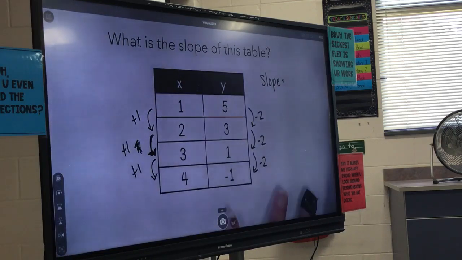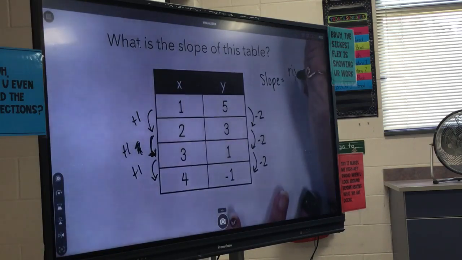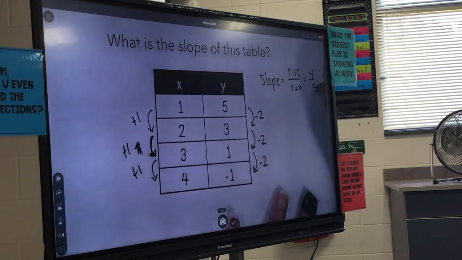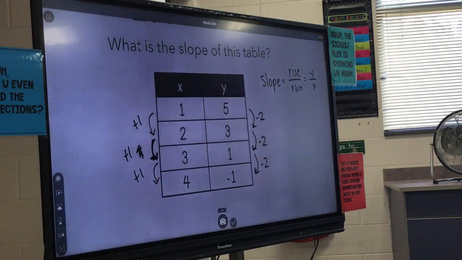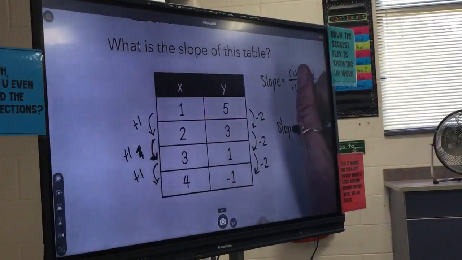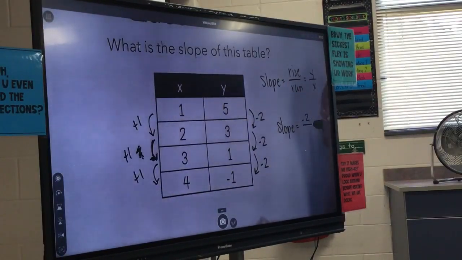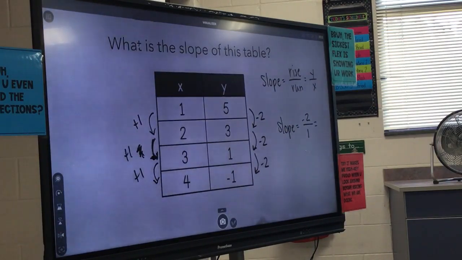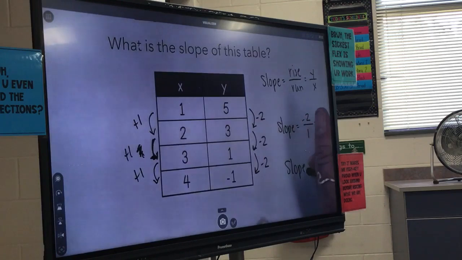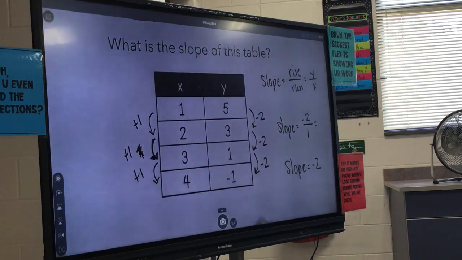So now, you need to make sure that you put it in the correct order, though. We're so used to doing x first, y second. Don't get confused. You need to make sure that you put y first, x second, which then becomes what? Negative 2. So your slope for this one equals -2.